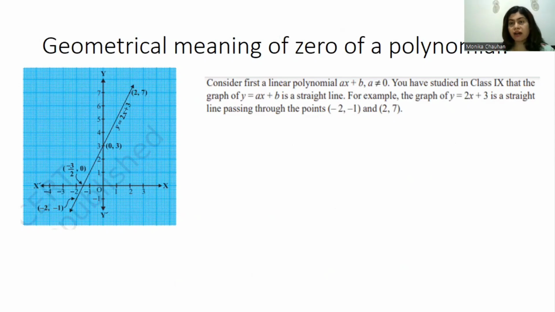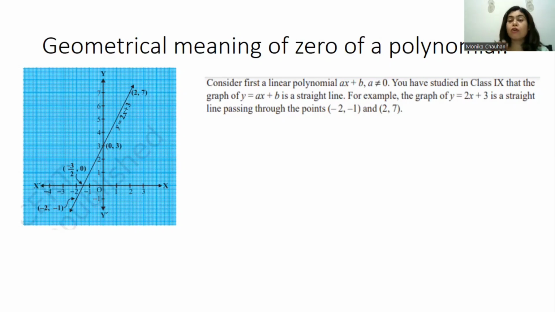So there is a graph given, and remember I said that linear polynomials are those where the degree of the variable is 1. So consider first a linear polynomial ax plus b, where a is not equal to 0. This a, which is attached with x, is a coefficient. You don't make it 0, because if you do, 0 multiplied by x becomes 0, so there is no x then. So a should necessarily not be equal to 0.